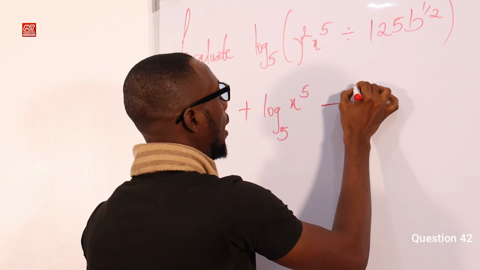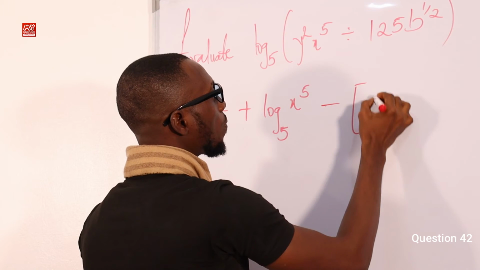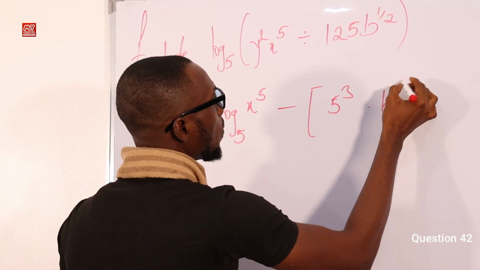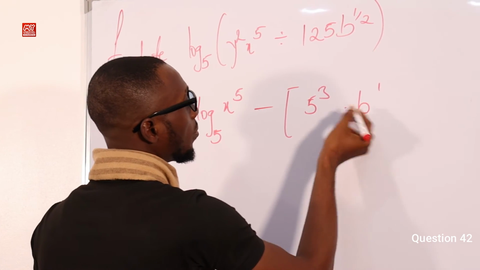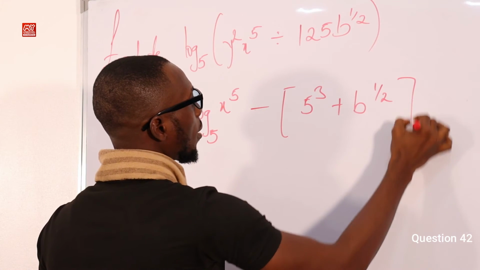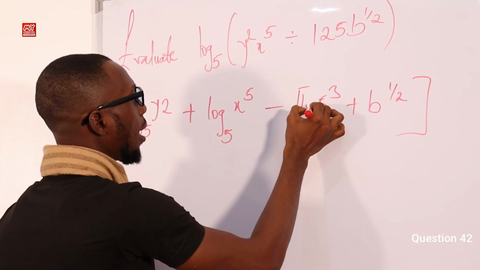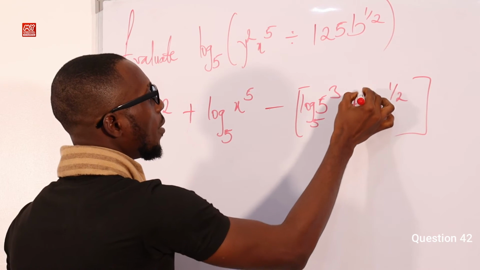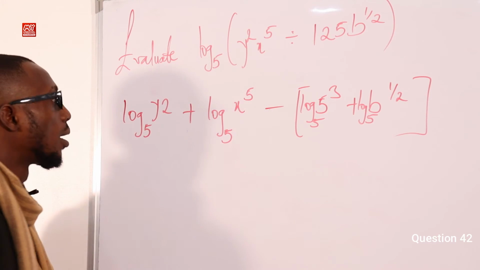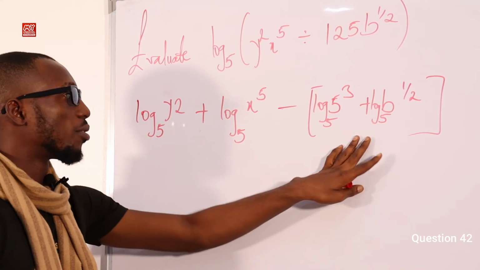Okay, I can have something like this. 125 is 5 raised to power 3, right? Times this b raised to power half, this is also plus, times means plus. So the log should multiply everything here. So I have log base 5, log base 5. We're going to do a proper representation of what we have here.